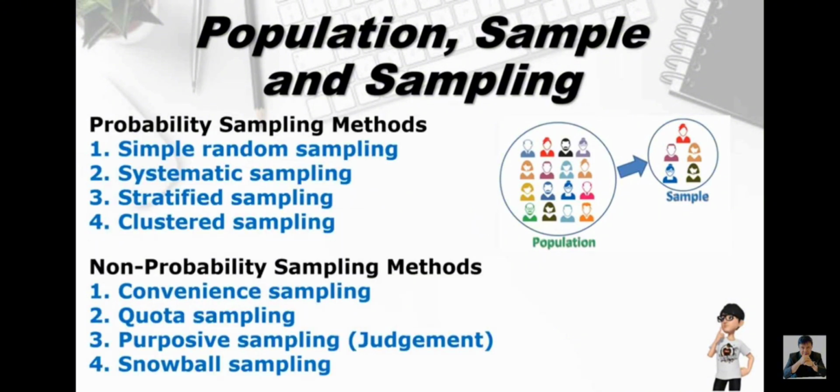So there are methods in probability sampling like simple random, systematic, stratified, and clustered sampling. And in non-probability sampling is convenience, quota, purposive, and snowball sampling.